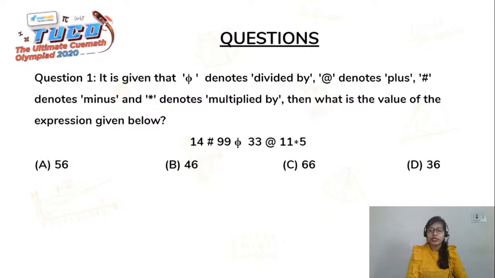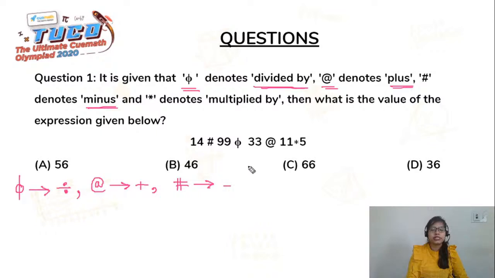Okay, so based on the question given, we are first going to identify what are all the details. It is given that this symbol is known as a phi. Okay, phi denotes divided by. So whatever is written, I'm going to write it down here. Phi is denoting divided by, and then you have at the rate, which is denoting a plus as in addition. Hashtag denotes minus. And then you have a star, which is basically telling you multiplied by. This is multiplication. Then what is the value of the expression given below?